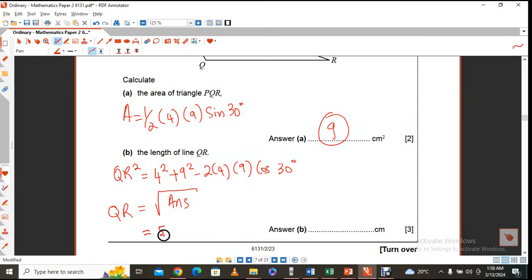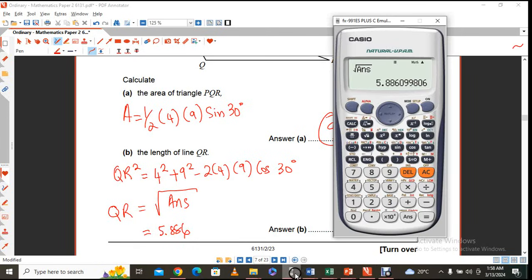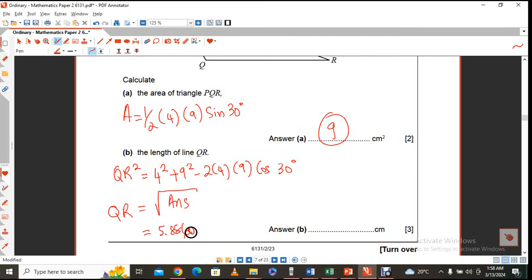5.886. Just go back and write more digits, 0998, and so on and so on. And then you give the answer correct to 3 significant figures, 1, 2, 3. So that's 5.89. Okay, so this is trigonometry.